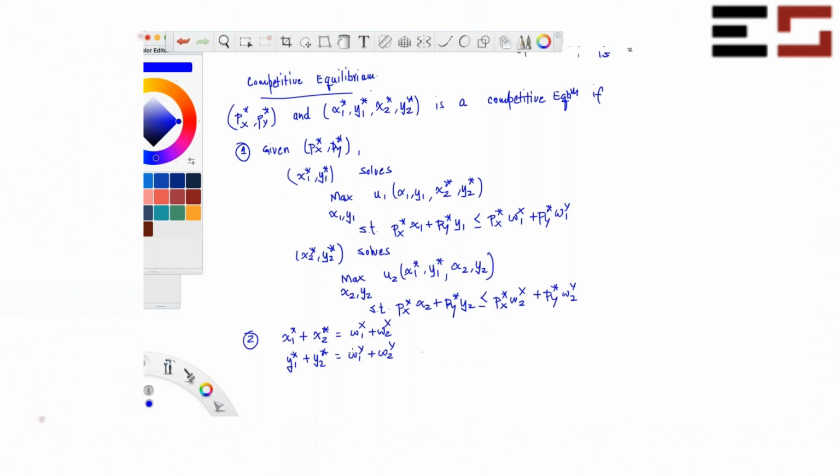So this is how you define competitive equilibrium. Two components: one, individuals are making a utility maximizing choice, and in this case, because it's kind of a game, we use Nash equilibrium to determine the choices. So x1 star, y1 star, x2 star, y2 star is a Nash equilibrium of this game given these prices, and the demand must equal supply. That completes the definition of competitive equilibrium.